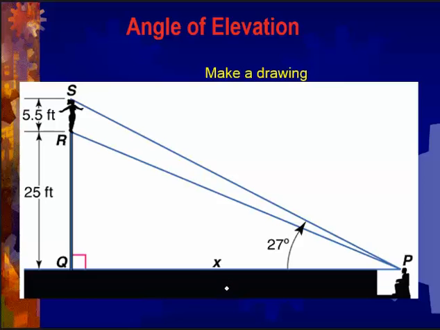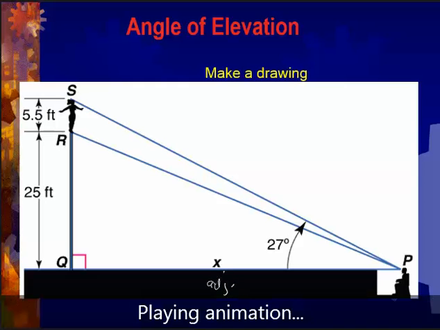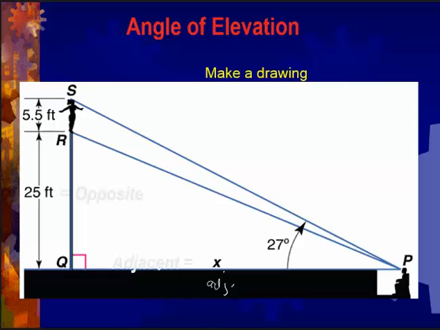What trig function are we going to use? Well, in order to know that, we need to name these sides. Is this x the opposite, the adjacent, or the hypotenuse? Hopefully you said it's the adjacent, because it is. You can't see that white on white there.